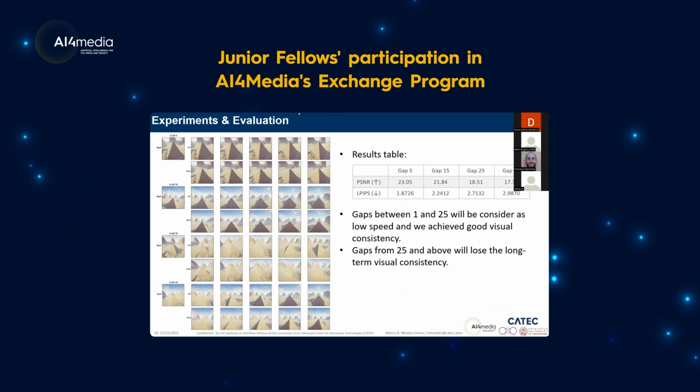But if we increase the gap to 25, the first images are more or less quite good, but from the third one we begin losing the consistency, the visual long-term consistency, and in the last one we are only able to create the first image. So basically, the result is that if we find a trade-off between velocity and consistency, we are able to generate these novel views from unvisited points of view.